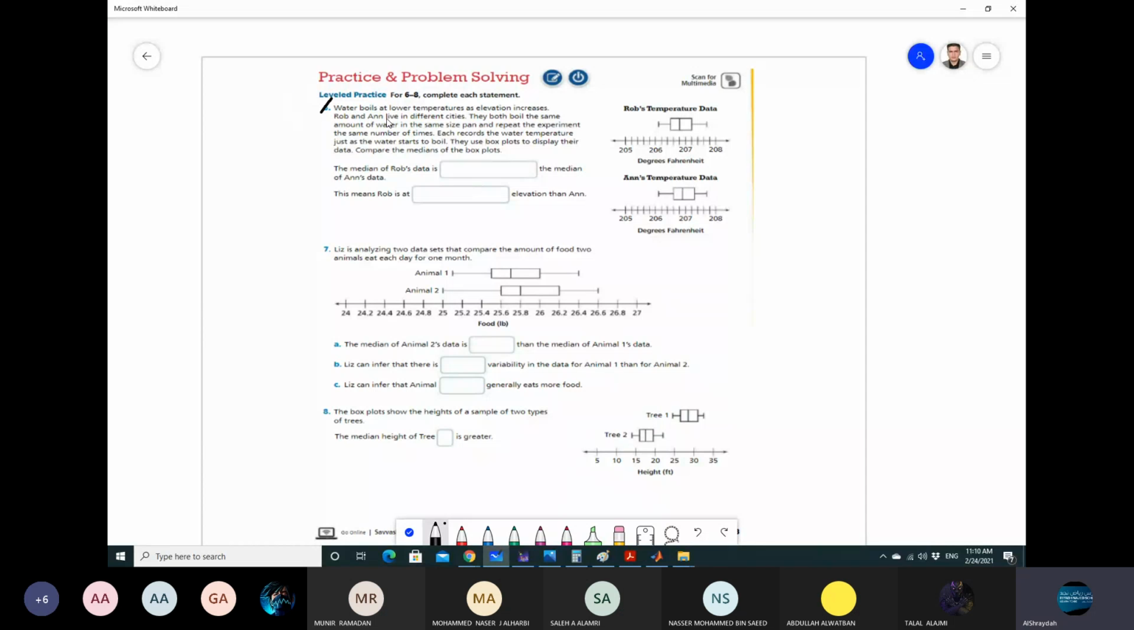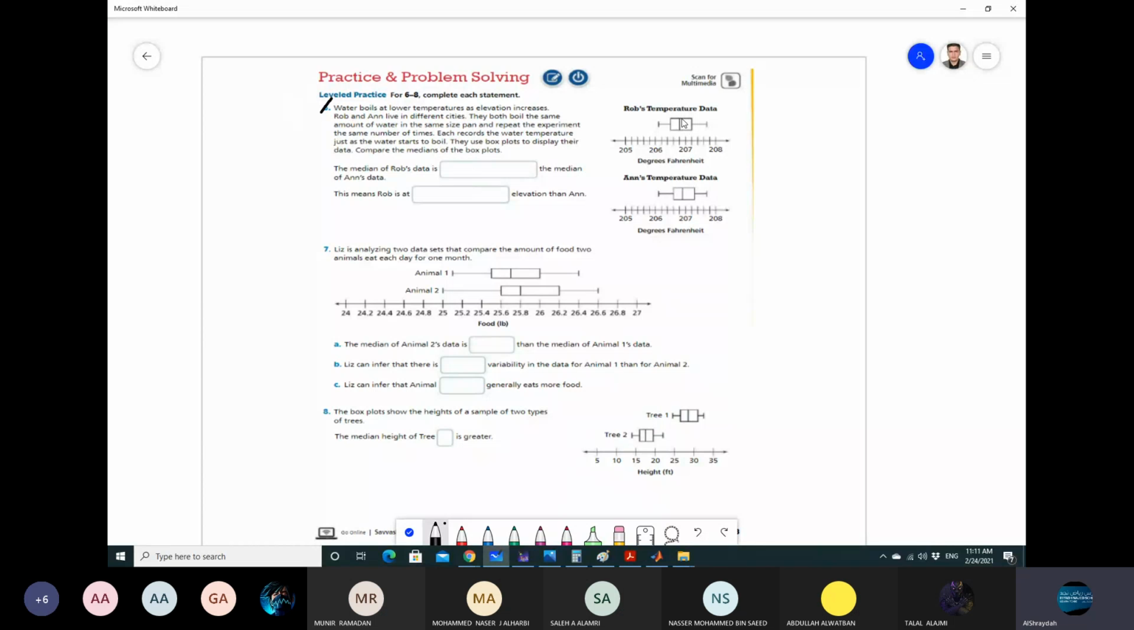Here, water boils at lower temperatures as elevation increases. Rob and Anne live in different cities. They both boil the same amount of water in the same size pan and repeat the experiment the same number of times. Each records the water temperature just as the water starts to boil. They use box plots to display their data. Compare the medians. Just compare the medians.